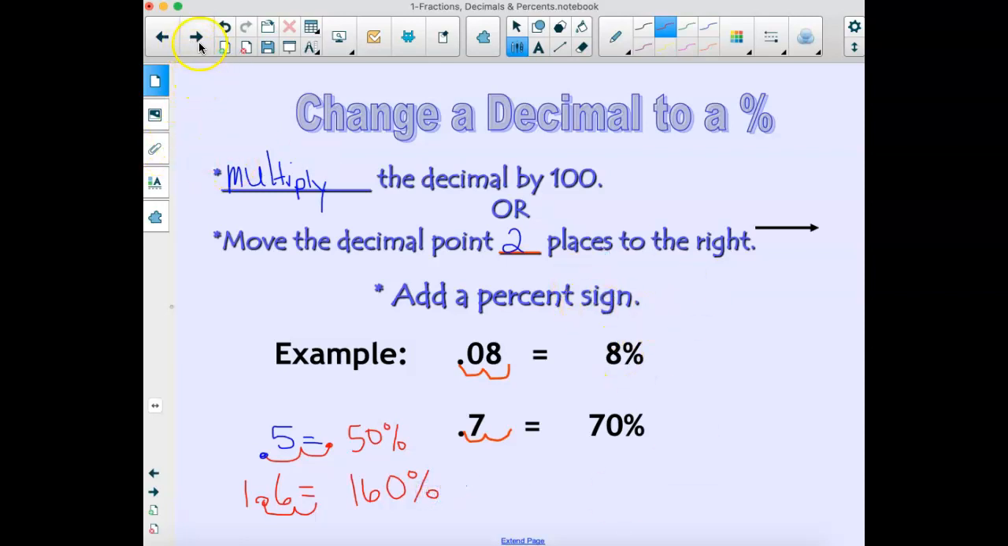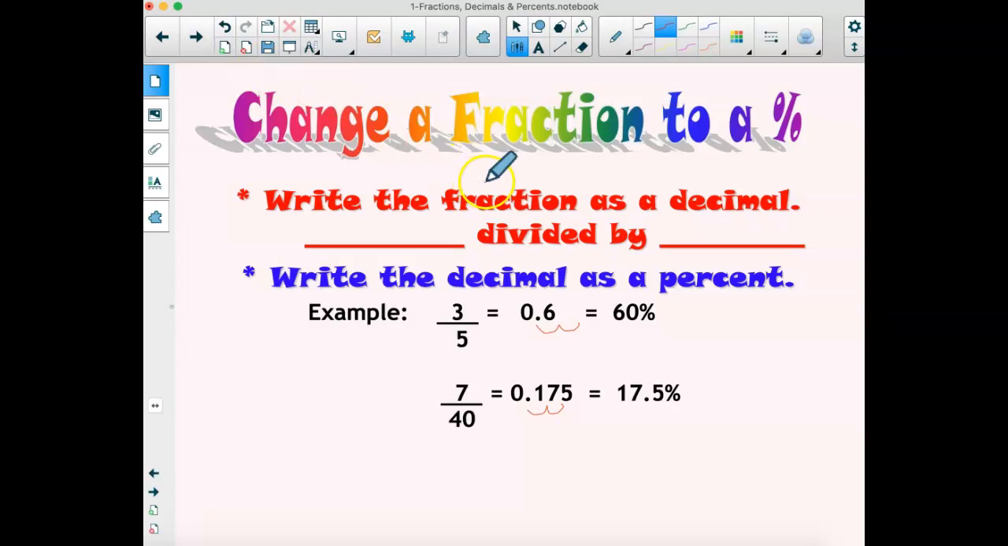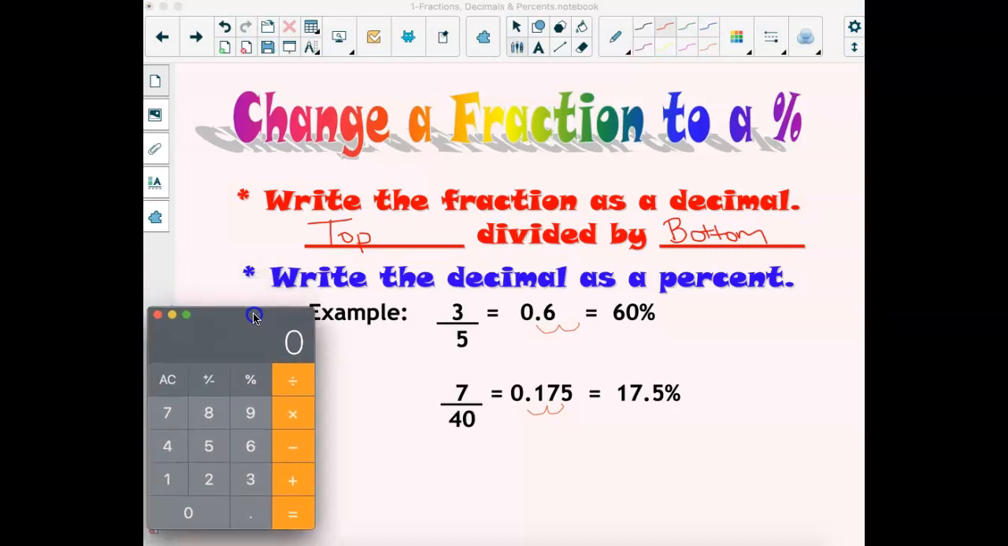All right, the last one would be change a fraction to a percent. And here's where your calculator is going to come in really handy. Okay, so we're going to write the fraction as a decimal. And that is the top number divided by the bottom number. And it has to go in that order. Top divided by bottom. Okay, and then you're going to change that decimal to a percent.